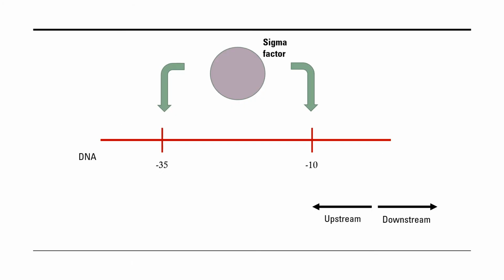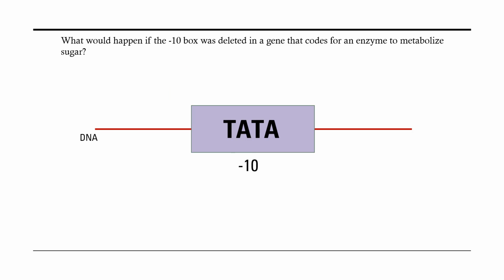Now we're going to talk about the -35 and -10 regions on DNA that the sigma factor binds to. These regions just have similar sequences that are found in many prokaryotes. This -10 region is called the TATA box because of its TATA sequence.